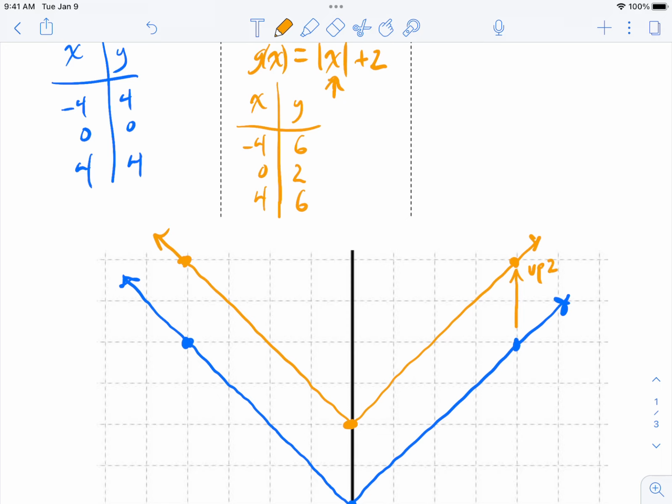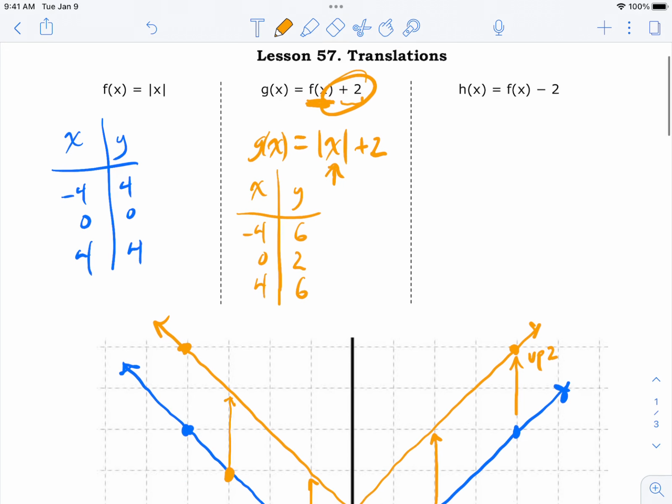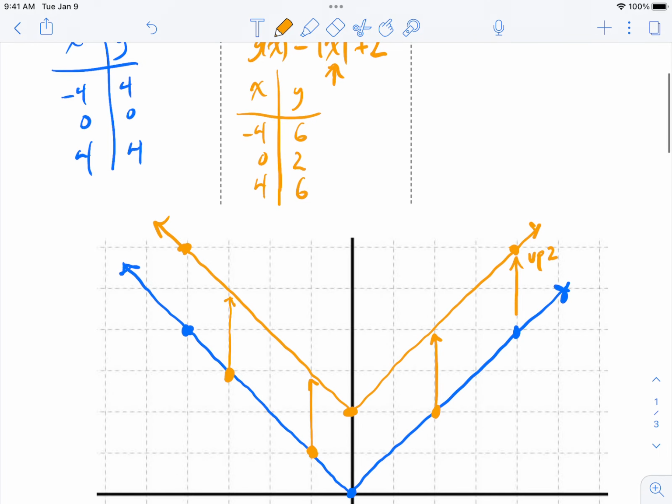If you look at any point on the blue function, move that point up by 2. Any point on the blue graph, move that point up by 2. I do mean any point on the blue graph, you move that point up by 2. So that's what this is doing. When you add 2 to the function, what's it going to do to the graph? It's going to shift it up by 2.